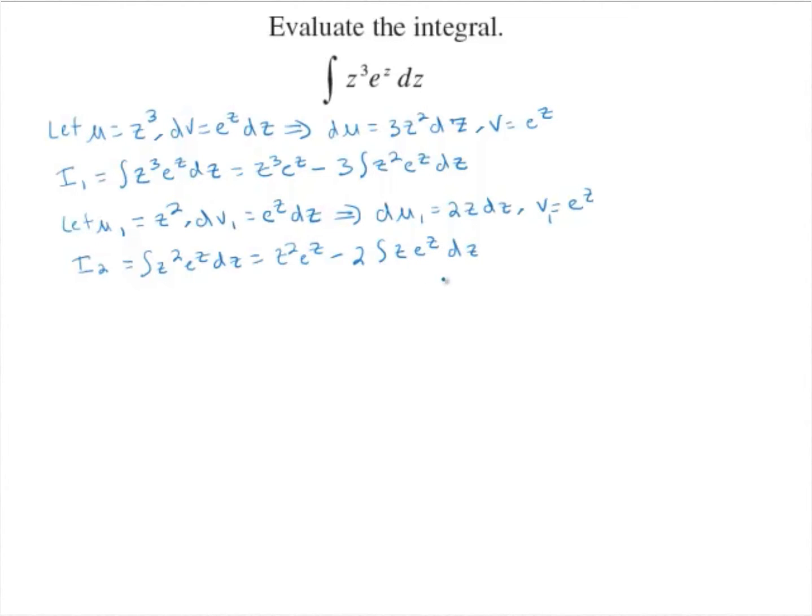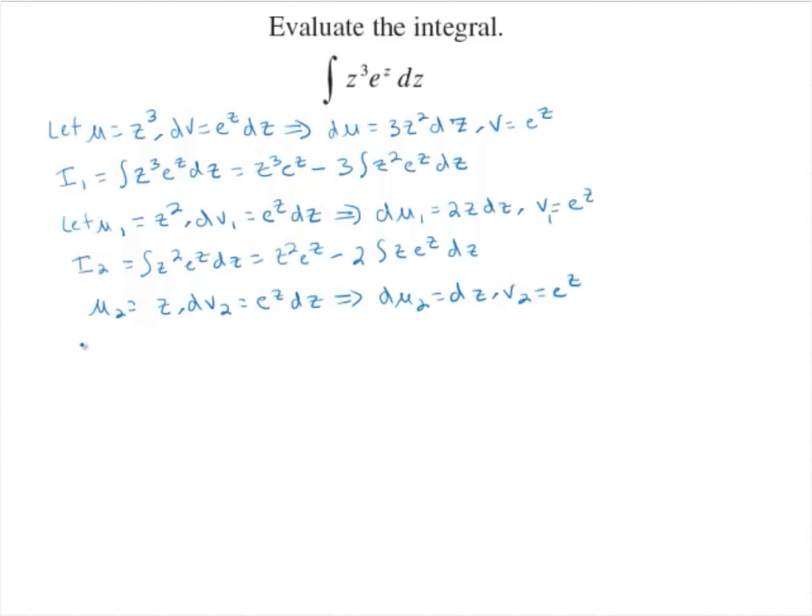And again, with this integral, we can use integration by parts. So if we let u sub 2 equal z, and dv sub 2 equal e to the z dz, then we have du sub 2 just equals dz, because taking the derivative of that is 1 dz, and v sub 2 equals e to the z.